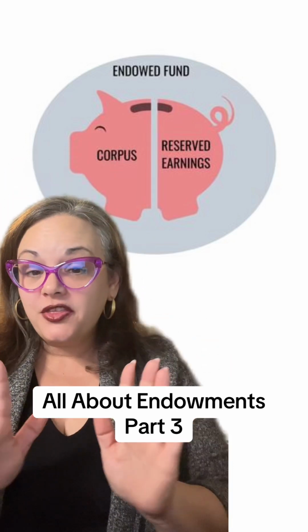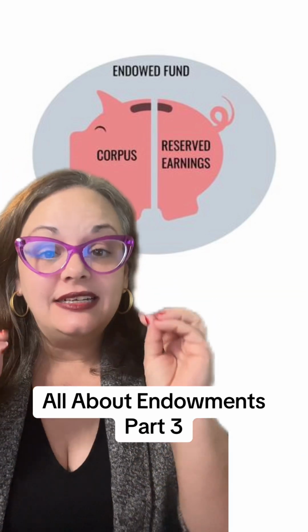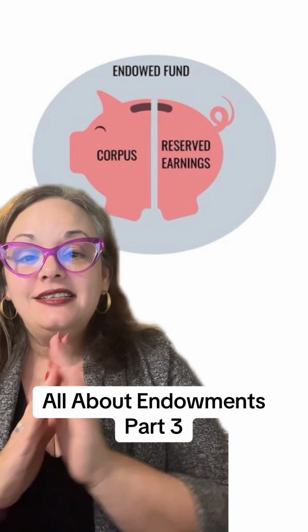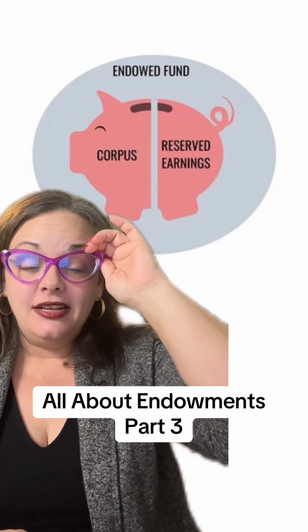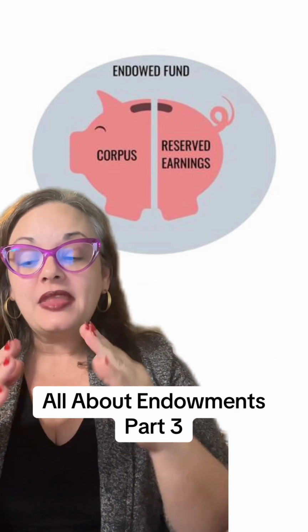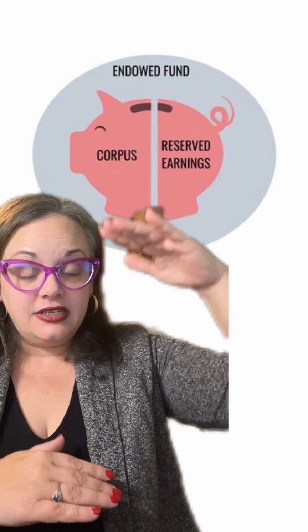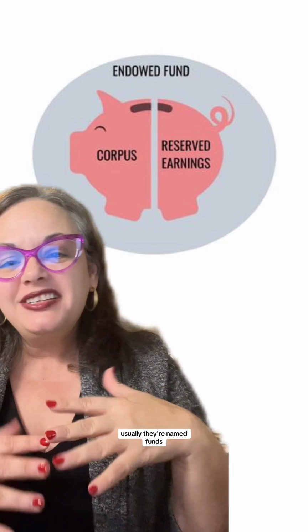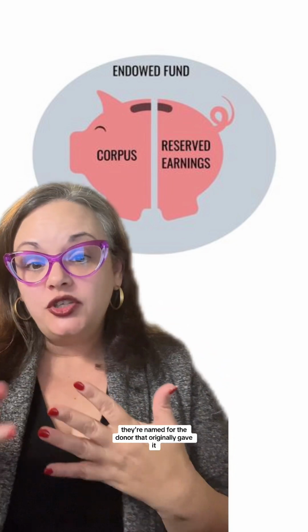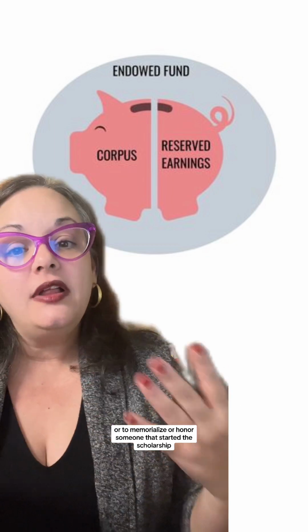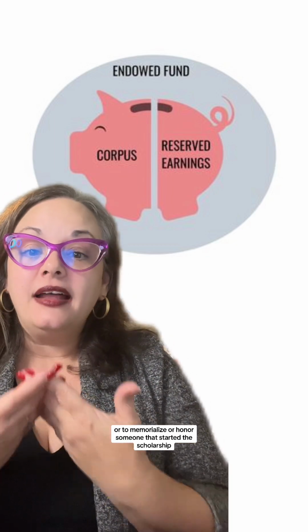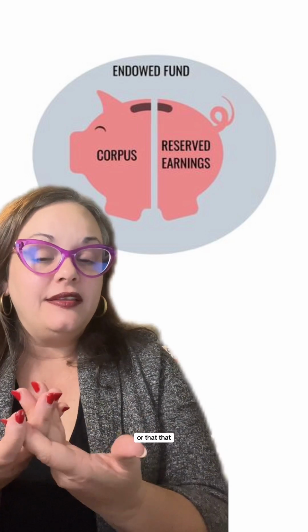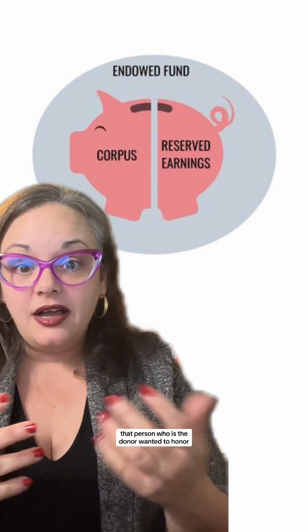Okay, I'm back for part 3, talking all about endowments and endowment terminology. So this is one endowed fund, and an important part to remember is that endowments for organizations could have many endowed funds within them. Usually they're named funds, named for the donor that originally gave it, or to memorialize or honor someone that started the scholarship, or that person who was the donor wanted to honor.